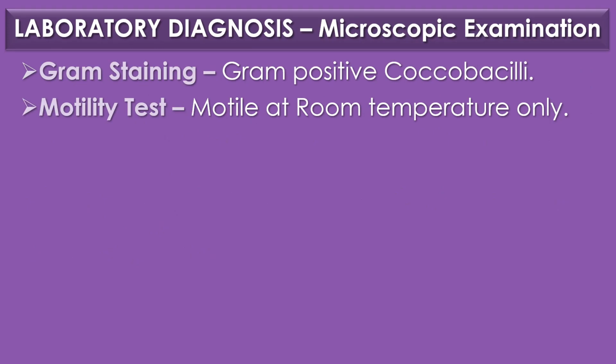Next, laboratory diagnosis of Listeria monocytogenes. The first diagnostic method is microscopic examination. Under gram staining, preparations of cerebrospinal fluid typically show no organism because the bacteria are generally present in concentrations below the limit of detection. If the gram stain shows organisms, they are gram positive coccobacilli.